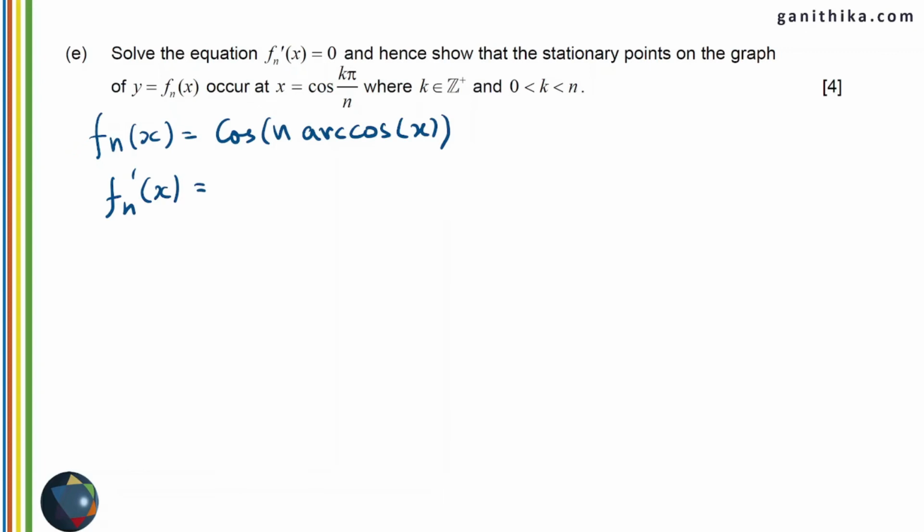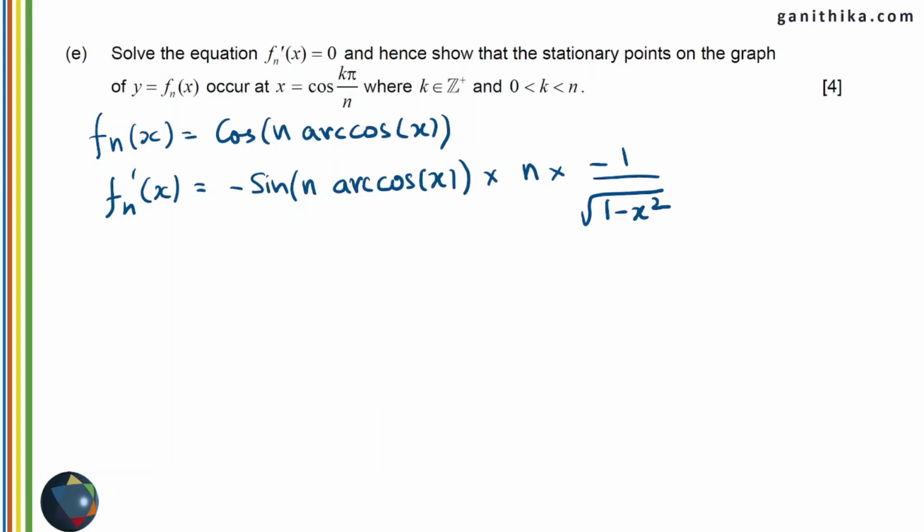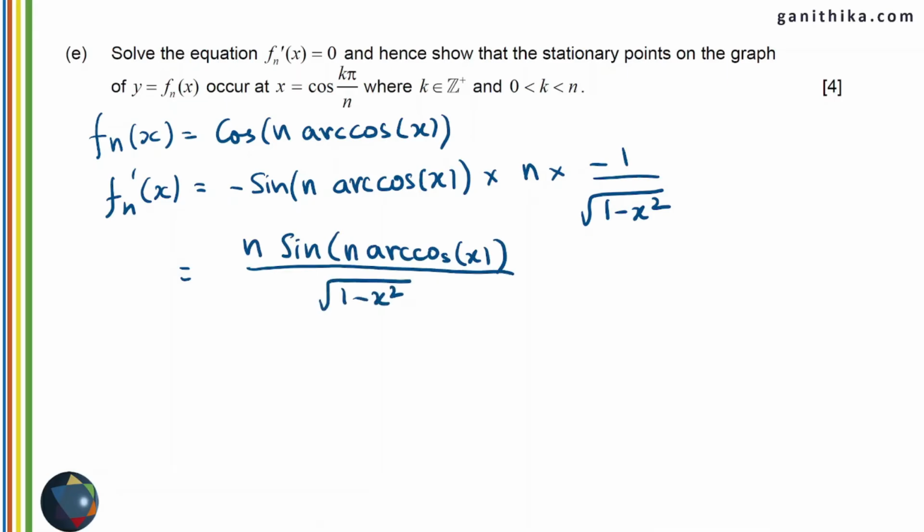Now I'm going to give you the answer for the derivative of cos(n arccos x). We have to use the chain rule here. So cos becomes minus sine, and arccos becomes minus 1 over root of 1 minus x squared. Simplifying this, you will get this as the expression for fn dash of x. Now you have to solve the equation fn dash of x is equal to 0, which means the expression that you got here should be equal to 0.